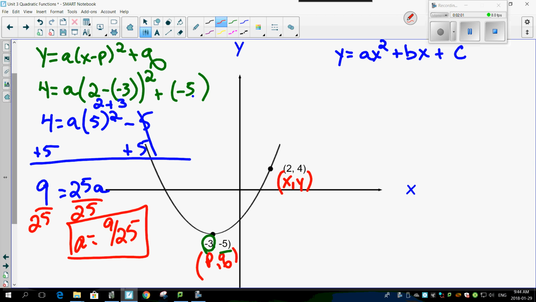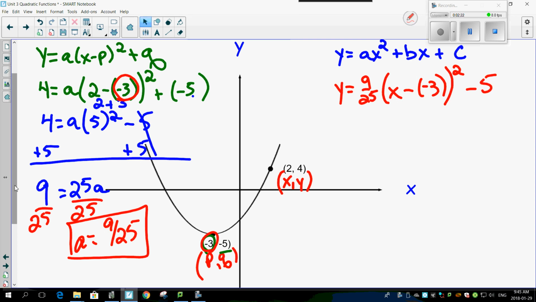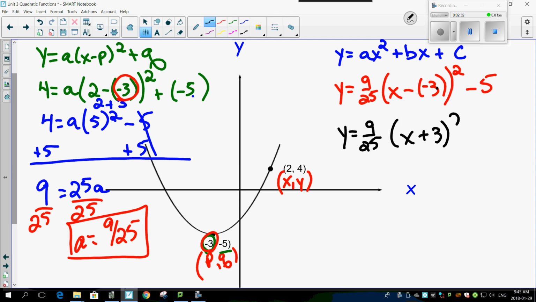Here we go. y equals 9 over 25, (x minus p), which of course is, well, minus 3. So x minus a minus 3, which we know here, right? From your vertex. That's got to all be squared. Minus 5, okay? Now, let's go and start cleaning this up a little bit. y equals 9 over 25, x minus minus makes it a plus 3, squared, minus 5. There's your vertex form.